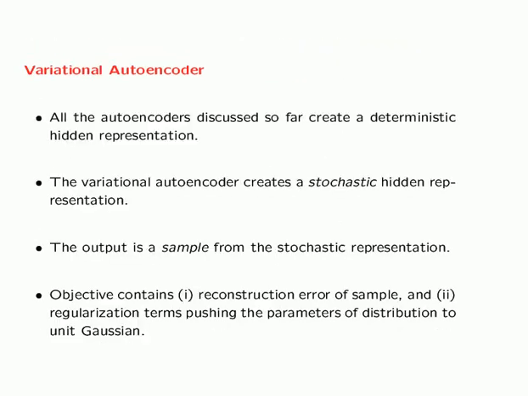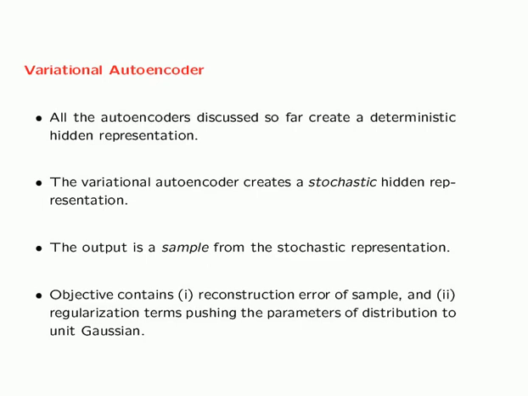Now there's a third type of autoencoder which is called variational autoencoder. Now all the autoencoders that we discussed so far, they create a deterministic hidden representation. The variational autoencoder is fundamentally different because it creates a stochastic hidden representation, and the hidden representation is really a sample from this stochastic representation. So what you're trying to do is that your objective function has two parts. One is the reconstruction error of the sample. That is, in all types of autoencoders, you always have the input to output, there's a reconstruction error.